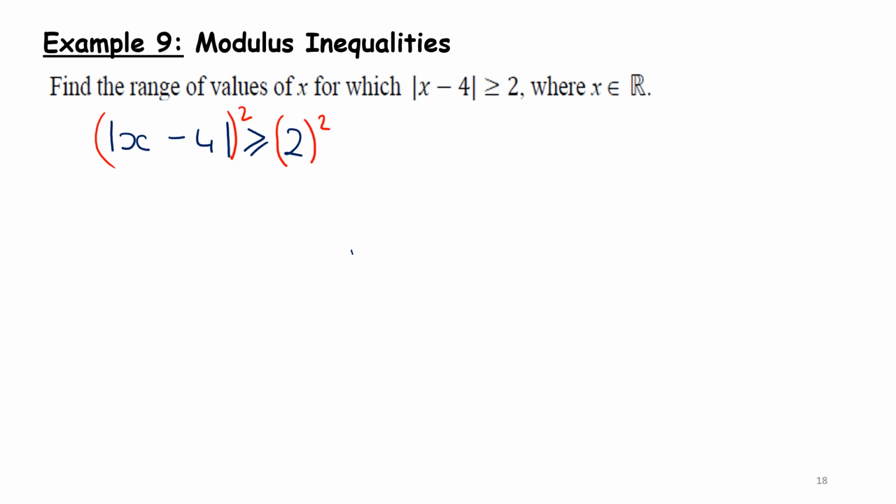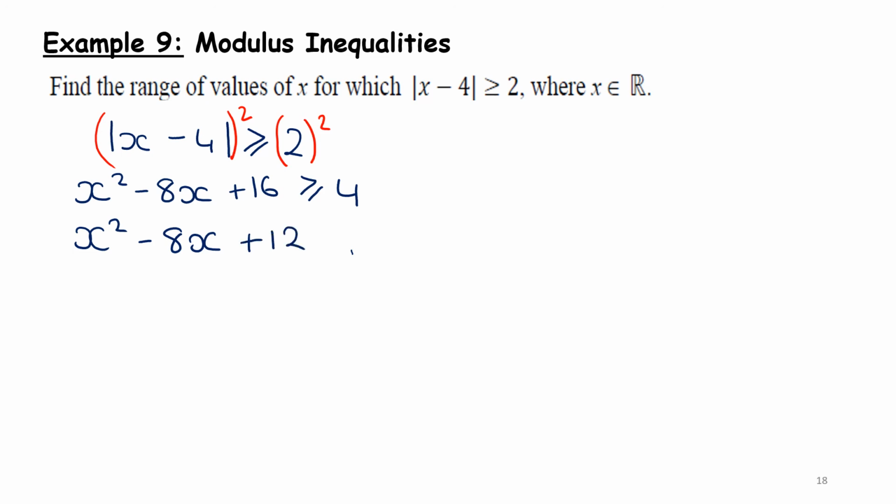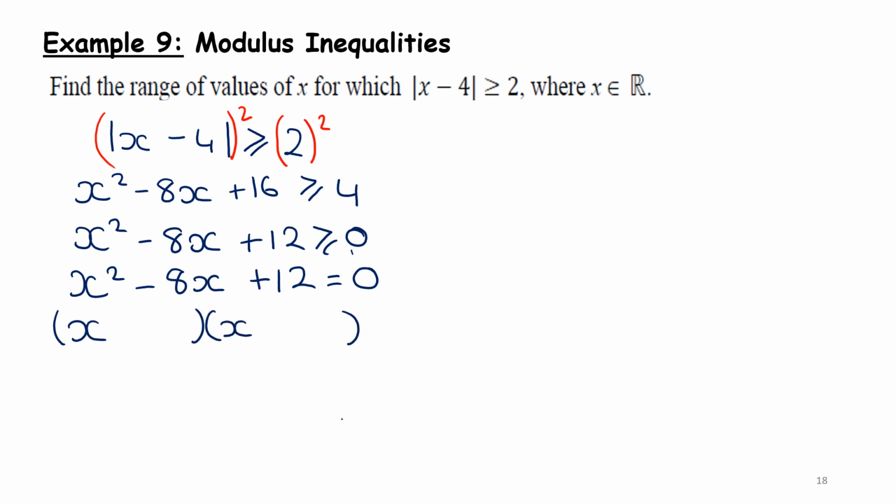So I'm going to square both sides. Remember, when we square an absolute value or modulus sign, we need to square the number. Nothing's going to cancel. It's not like a square root. So we have x squared minus 8x plus 16 is greater than or equal to 4. We now have a quadratic inequality, so I'm bringing everything over to the left-hand side, and we get x squared minus 8x plus 12 is greater than or equal to 0. I can't solve the quadratic inequality. Instead, I solve the corresponding equation and I use my answers to figure out my answer for the inequality.